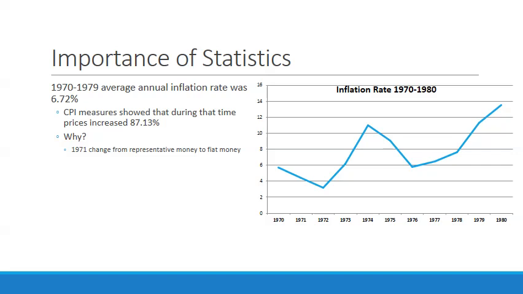From 72 to 74, we see a significant increase in inflation. We're going from below 4% up to over 10% within inflation. We're talking about 7% in 1 year. So you can see the average annual inflation rate. Look at that. Year to year, in the 1970s, we saw a 6.72% increase in inflation. In a year, prices went up that much. Over the decade, prices went up over 87%.